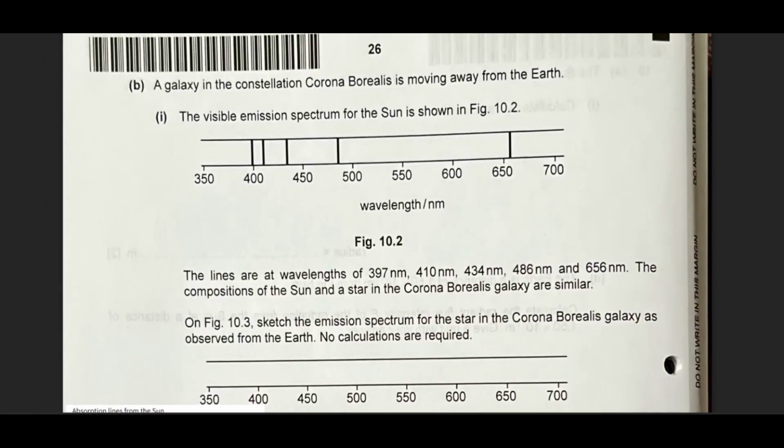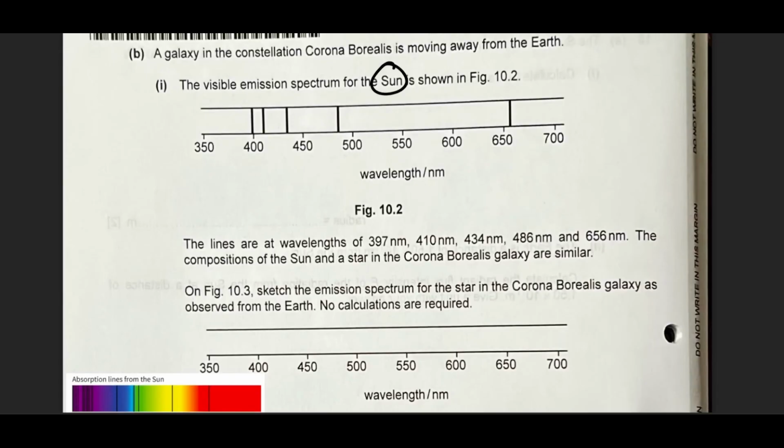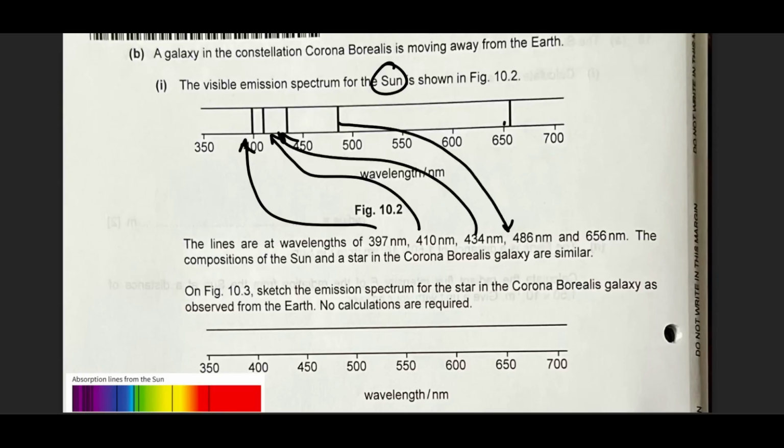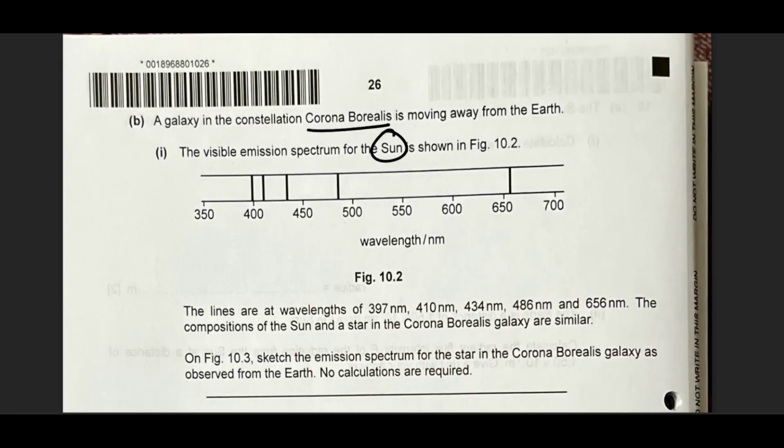Then we have the name of a star. He says it's moving away from the Earth with a certain reference. He says that our own sun produces this effect. This is the visible spectrum. Now, these wavelengths are already mentioned. This is 397, this is 410, this is 434, this is 486, and this is 656. This is what we already know from the examiner's perspective. This is what our sun does, and we expect the same behavior from other suns or other stars away from us as well.